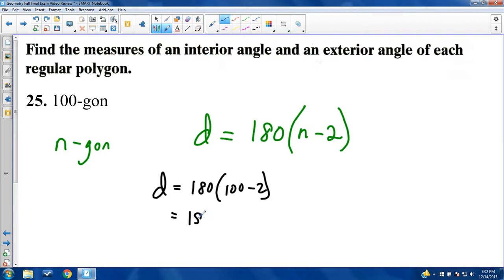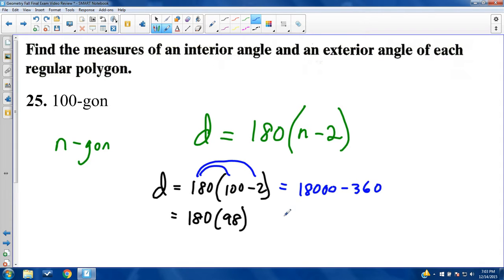which is 180 times 98, which I'm not going to use the calculator, and here's how I'm going to do it. I'm going to do 180 times 100 minus 180 times 2. So 18000 minus 360. I don't even want to do this calculation. This will be 17640. I do believe that's it.